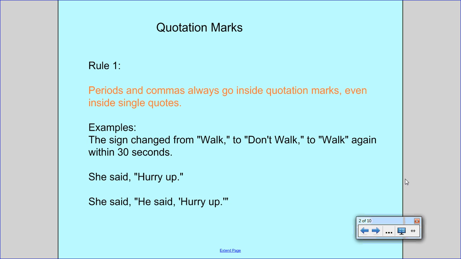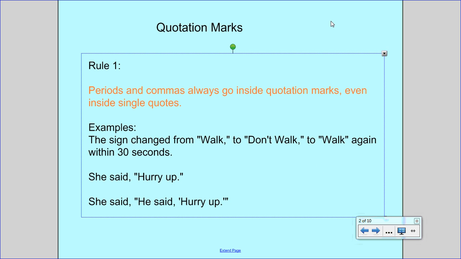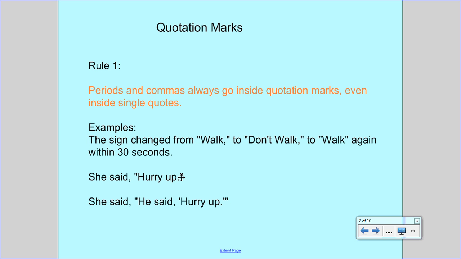So, rule number 1, periods and commas always go inside quotation marks, even inside single quotes. If you look at our examples below, the period or the comma always comes inside of the quotation mark. In the first example, you have the words, and you have the commas, and then the quotation marks. At the end of the sentence here, you have the period and then the quotation mark. Same thing in the bottom. So you never put the quotation mark and then the period or the comma.